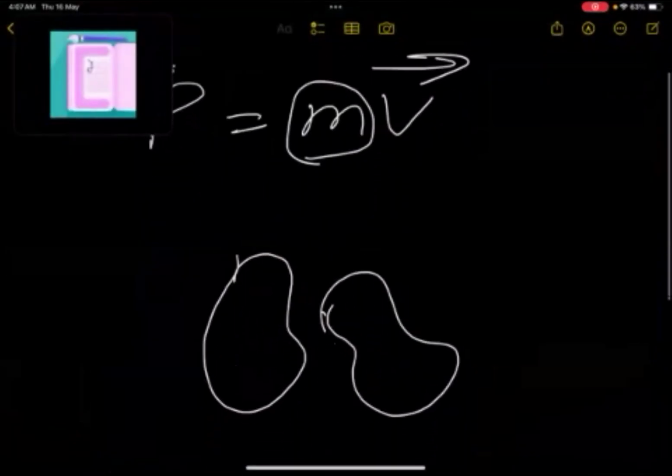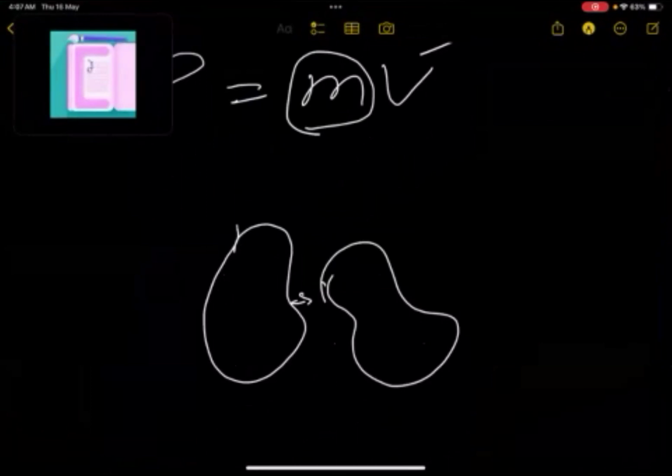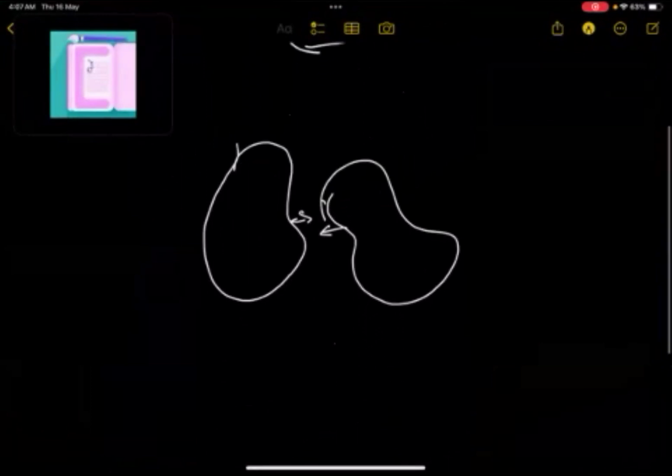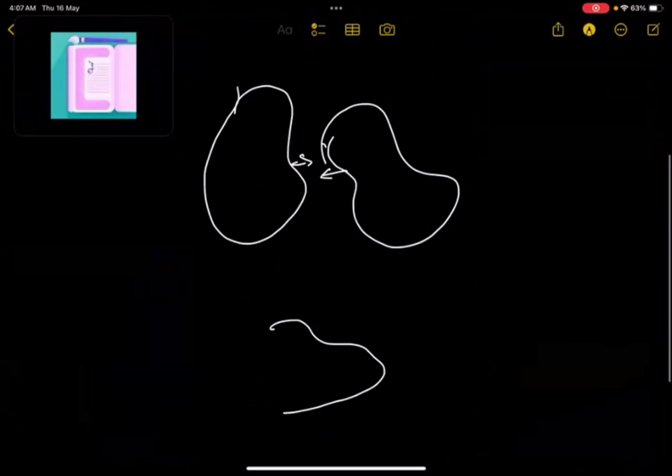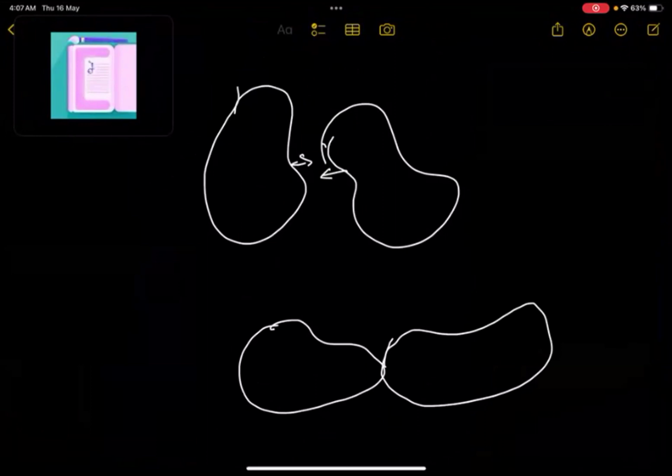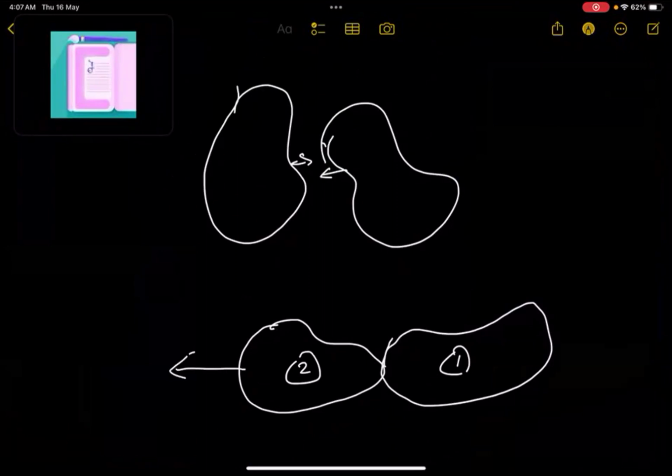Okay, so basically these are two bodies that are coming to collide with each other. Now when they collide, by Newton's third law, this is body 1 and this is body 2. Body 1 will apply force on body 2 in this direction, and body 2 will apply force on body 1 in this direction. Both of them will apply force of equal magnitude on each other. This is by Newton's third law.